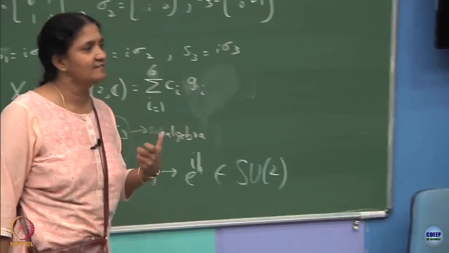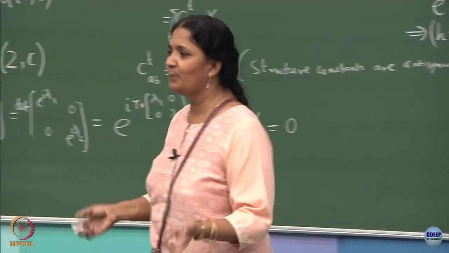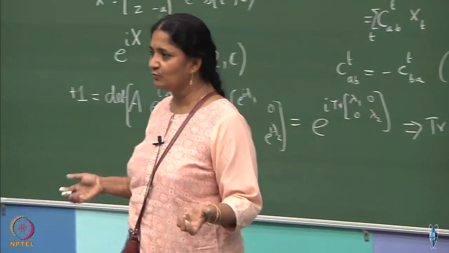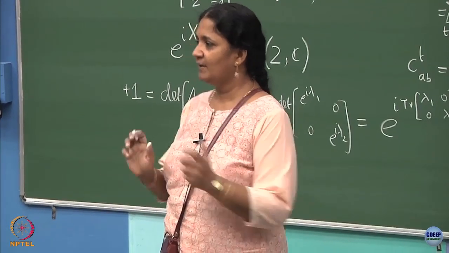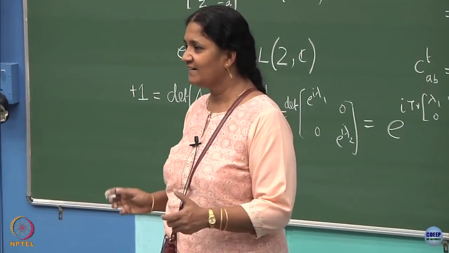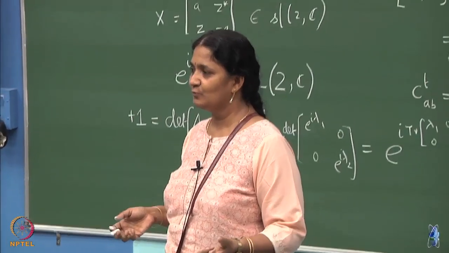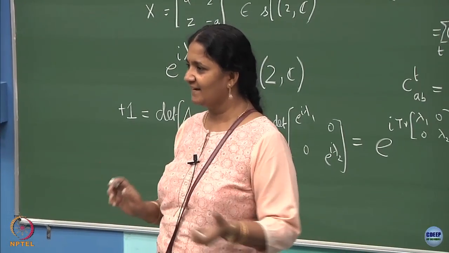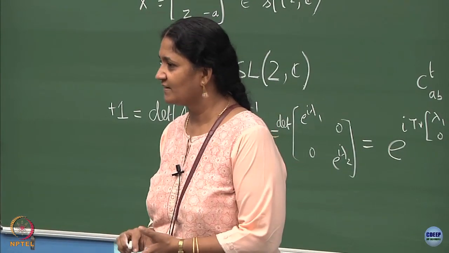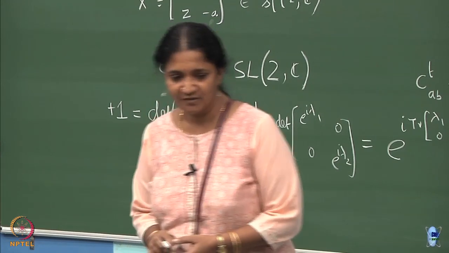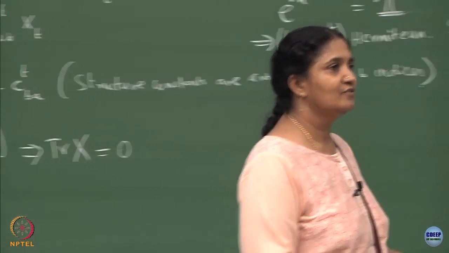Clear? Traceless, even in the generator language you can see. You do not need to see it in the group elements. Group elements also you can do: 2 cross 2 matrices have 4 complex elements, determinant plus 1 is one constraint, unitarity is another constraint. So unitarity will have off diagonal, diagonal, everything, and then the determinant will be one more constraint. You can check that out and see that the number of parameters is 3 for SU2.